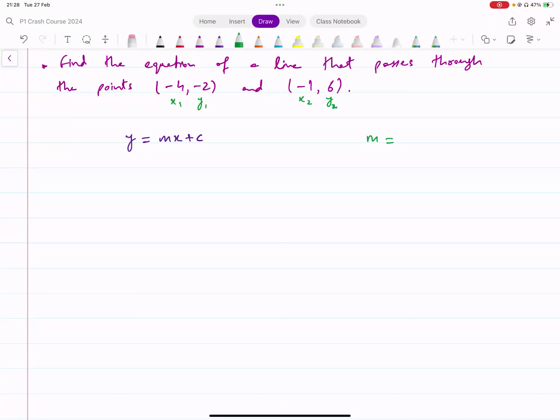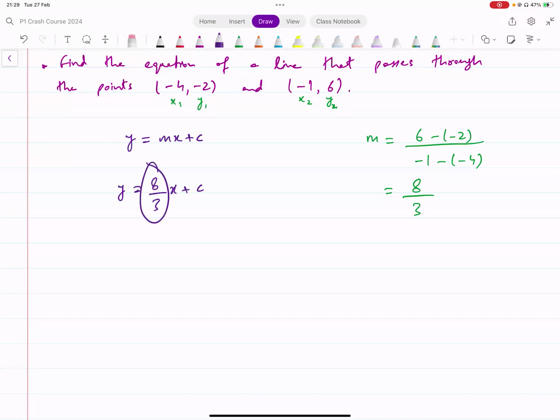Let's apply the gradient formula. That's going to be y2 minus y1. That's 6 minus minus 2, divided by x2 minus x1. That's minus 1 minus x1, which is minus 4. That gives us 8 over minus 1 plus 4. That gives us 3. The gradient turns out to be 8 over 3. That's the gradient of this line. Now we need to find the value of c somehow. How do we do that? We put this value of gradient in this line, and that gives us y equal to 8 over 3 x plus c.